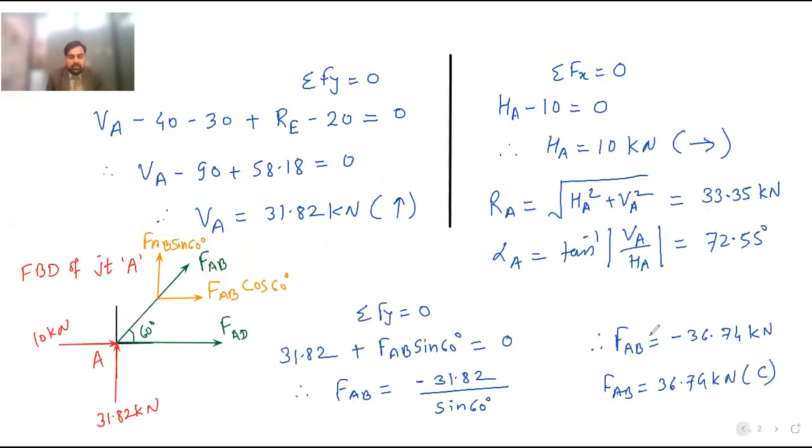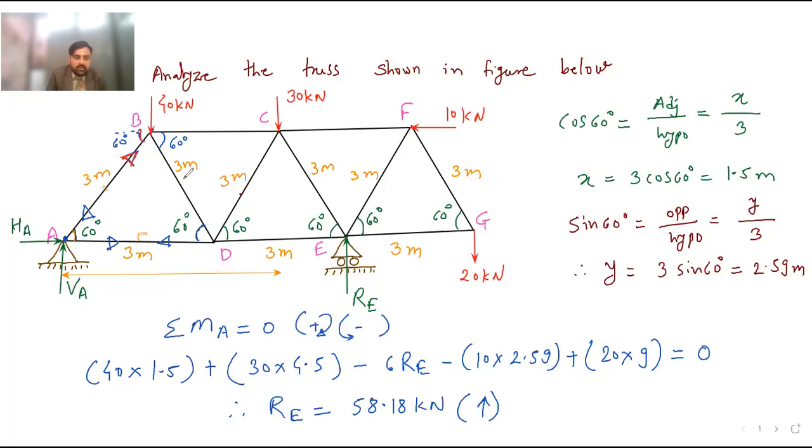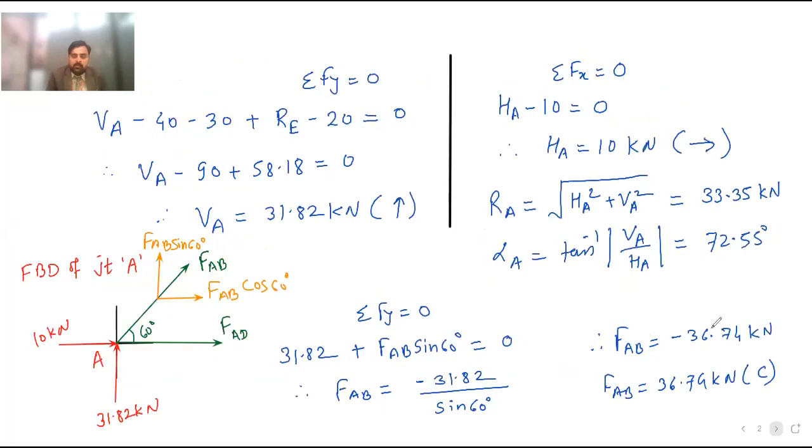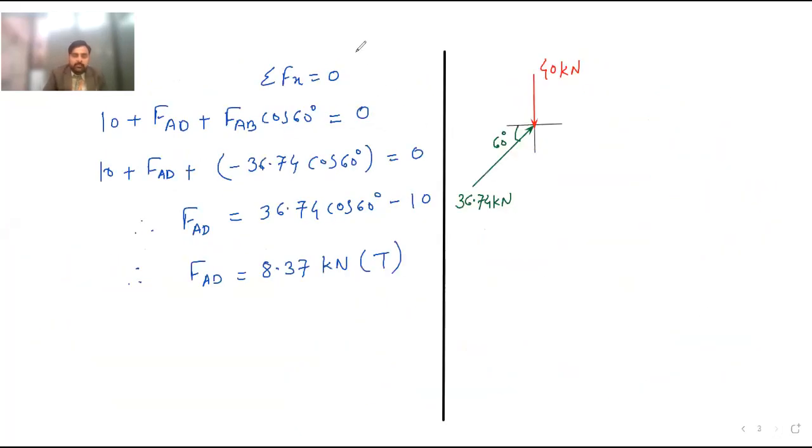Next, what is the force? Next is this BD. We don't know the force in member BD, so assume it as tensile. We don't know the force in member BC. BC is horizontal member, so assume it tensile. So BC and BD. Okay. So here it is BC, which is tensile we have assumed, and then BD.